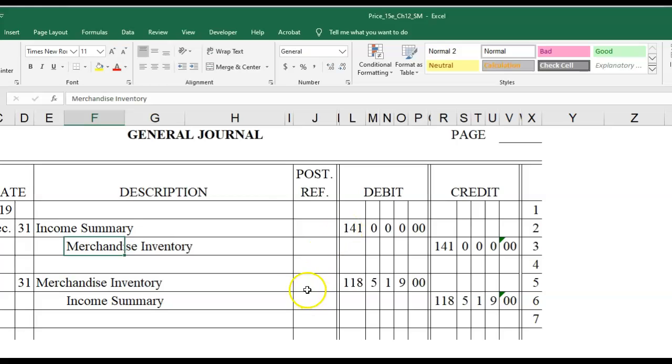Now you need to open the new balance in merchandise inventory. So you put on the debit side what the real inventory is, which is 118,519. And then you also need to make a credit. So you'll put that credit in the income summary account. And that's your answer to exercise 12.1.